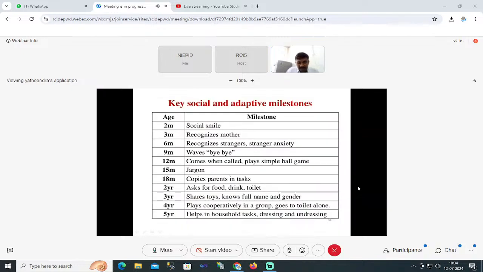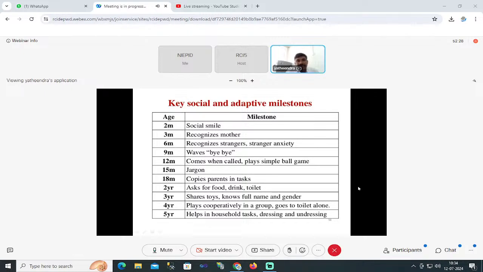Like motor milestones, we need to assess the social and adaptive milestones. For example, at 2 months of age, social smile; at 3 months, you can recognize the mother; recognition of strangers by 6 months; says bye-bye and social interaction by 9 months; then at 12 months, plays simple ball games.